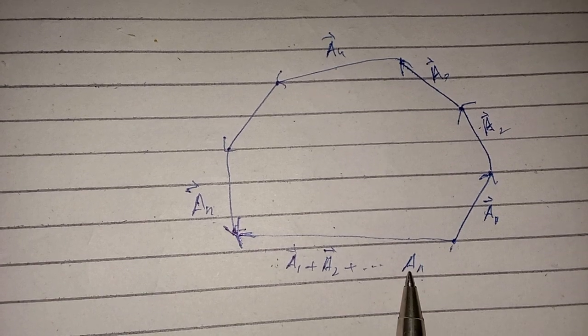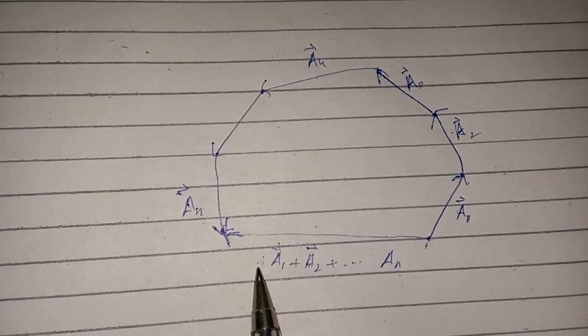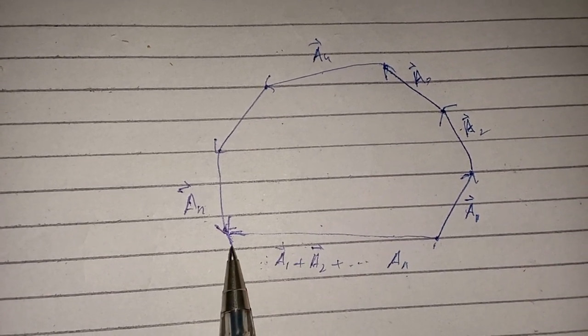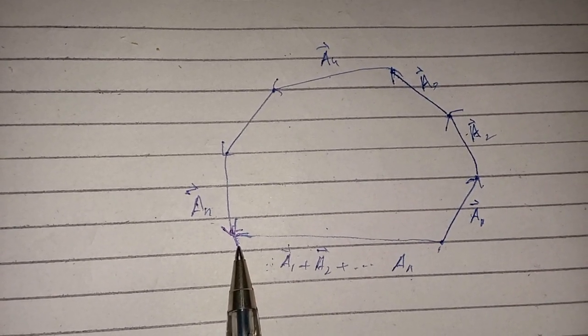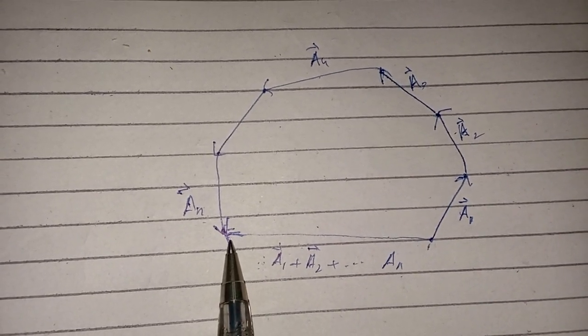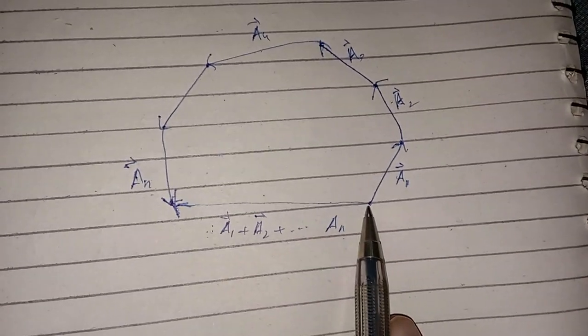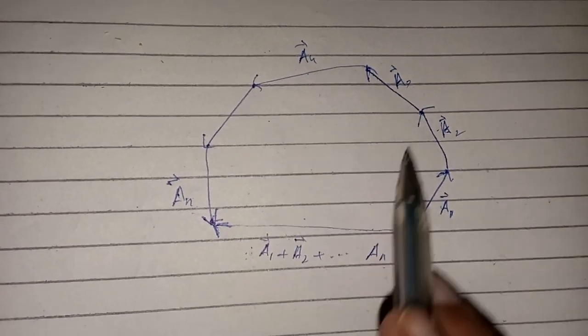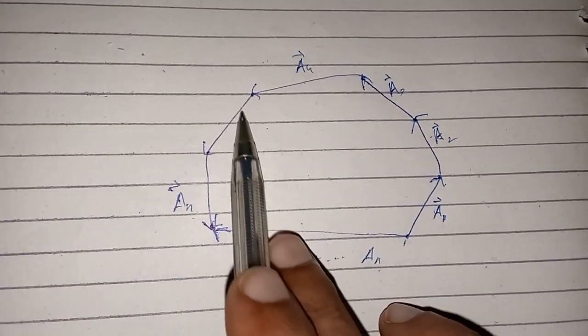If this polygon is closed, that is to say, the terminal point of vector an coincides with the initial point of vector a1, then the sum of the vectors is 0.